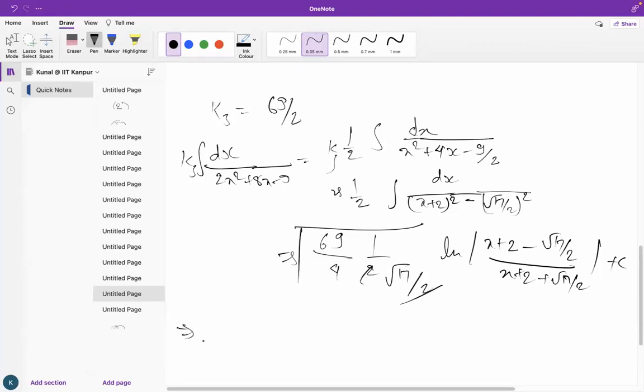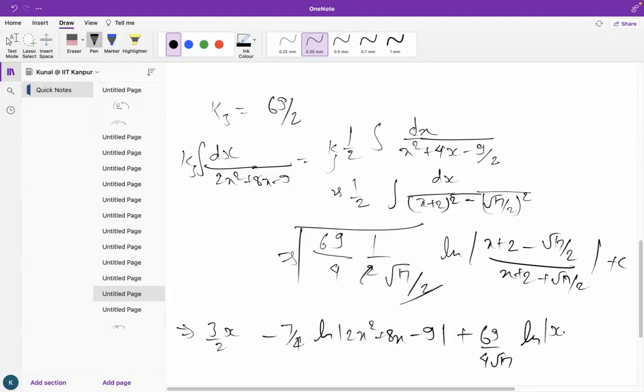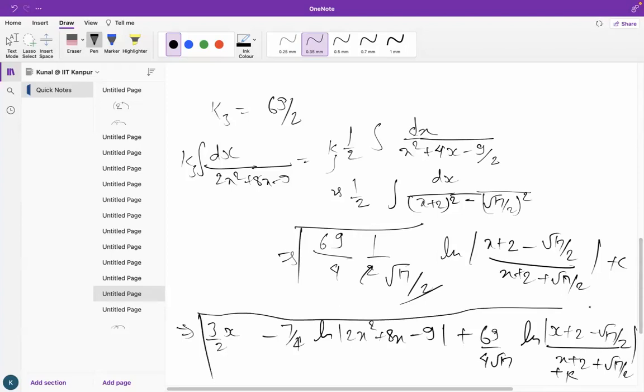So our overall integral looks like 3 by 2 x minus 7 by 4 ln of 2x square plus 8x minus 9 plus 69 by 4 root 17 ln of (x plus 2 minus root 17 by 2) divided by (x plus 2 plus root 17 by 2) plus some constant. So this is our solution of the asked integral. I hope you all understand this.